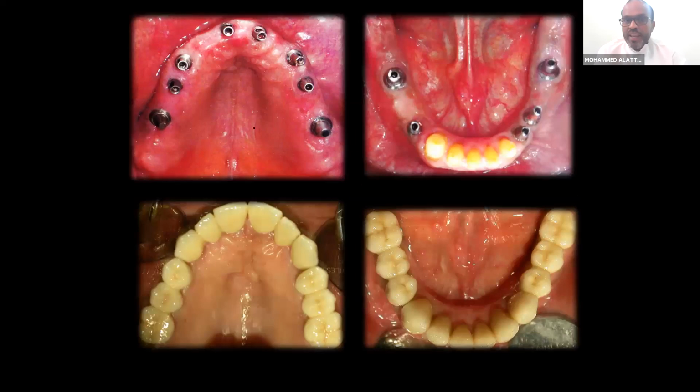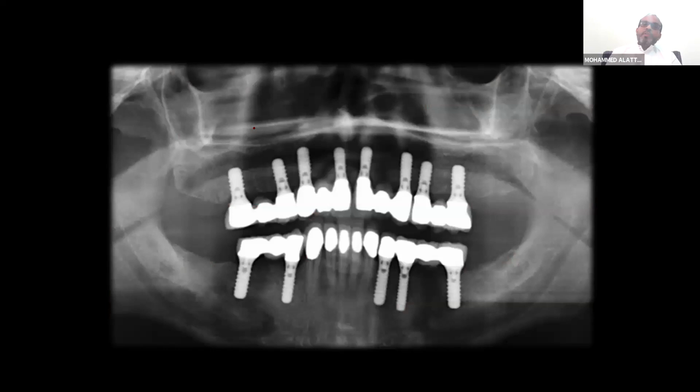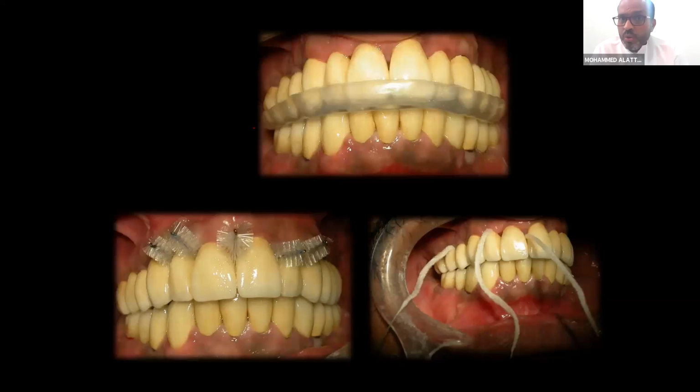And this is the final panoramic view. And also again, we should emphasize the flat appliance or night guard. And also we should think about how the patient can do maintenance or come to the clinic for this case.